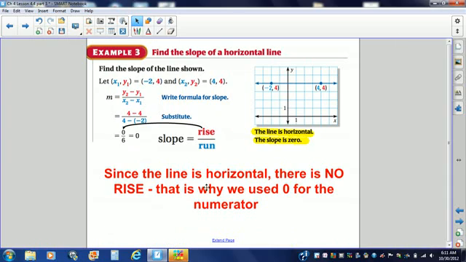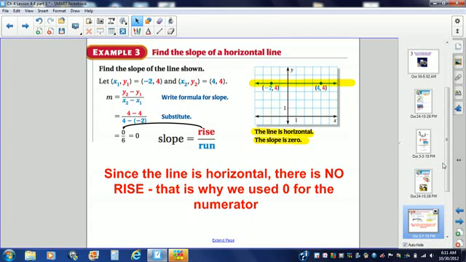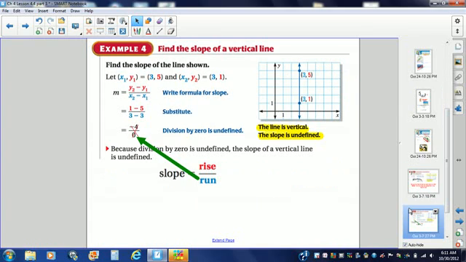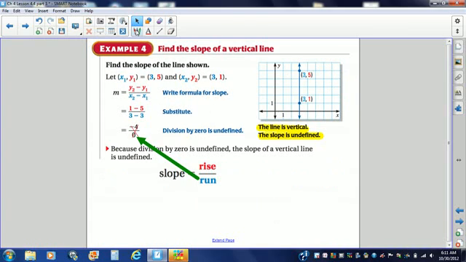We also talked about a horizontal line. Remember we said yesterday that a horizontal line has a slope of 0. Why? There is no rise. Horizontal, side to side, slope of 0. We also talked yesterday about a vertical line. A vertical line, a line that goes up and down, we said is undefined. It's undefined because it has a denominator of 0.